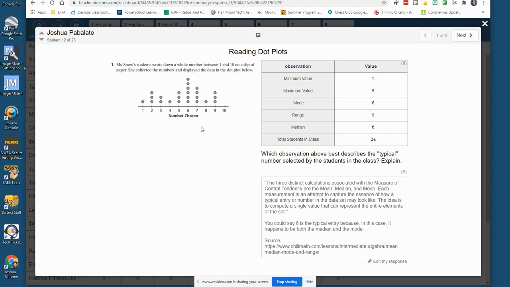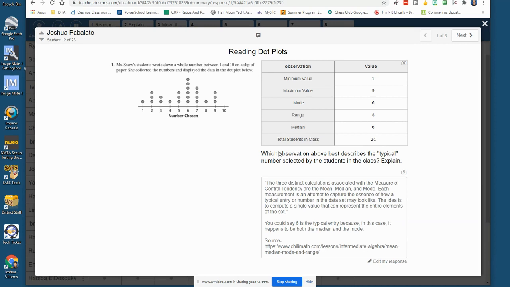And the median is the middle number, and you can count the number of dots. 1, 2, 3, 4, 5, 6, 7, 8, 9, 10, 11, 12, 13, 14, 15, 16, 17, 18, 19, 20, 21, 22, 23, 24. So there's 24 students, as we see here. Well, the halfway point will be 6.